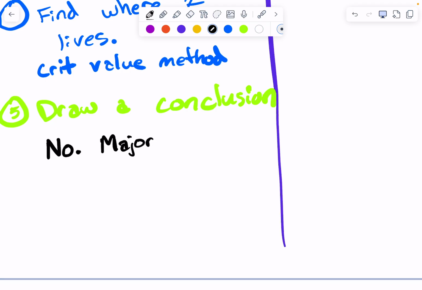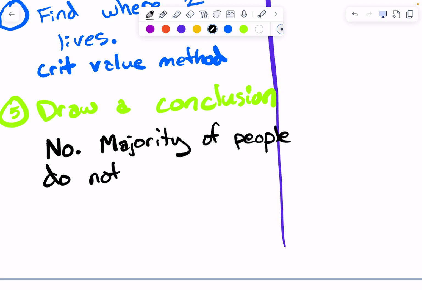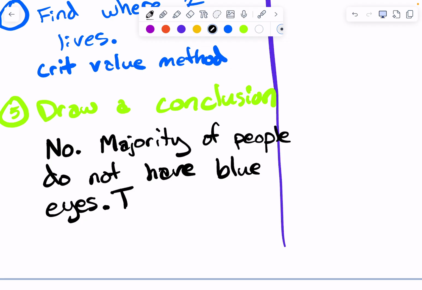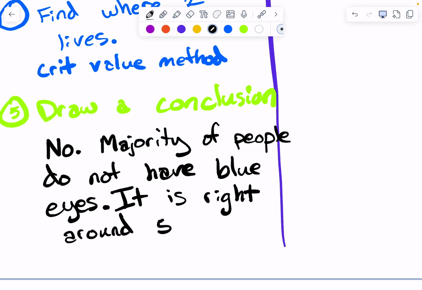The majority of people do not have blue eyes. It is right around 50%. It's not elevated beyond 50%, it's right around 50%. It's close enough to 50% to say that it is exactly 50%, which is not a majority, because it might be 48% in the next sample that I have. So it's not elevated enough beyond 50% to say that that's a majority. Got it?